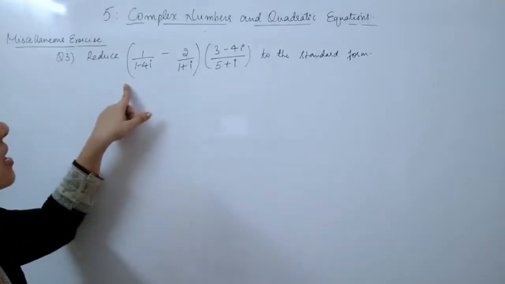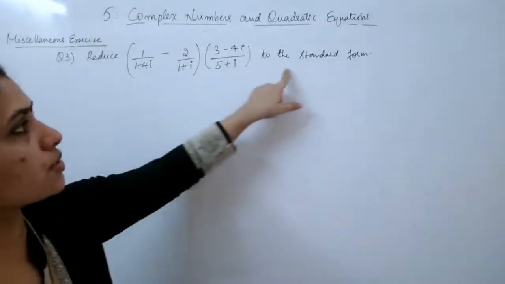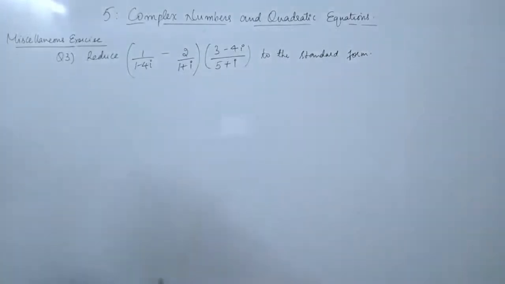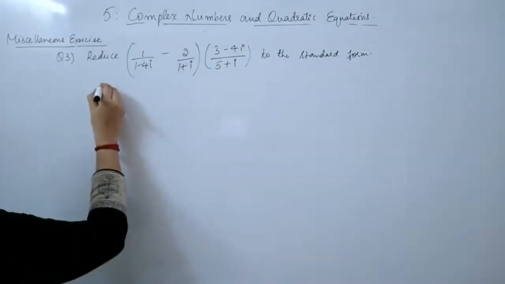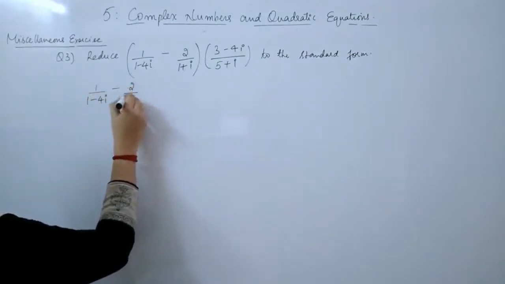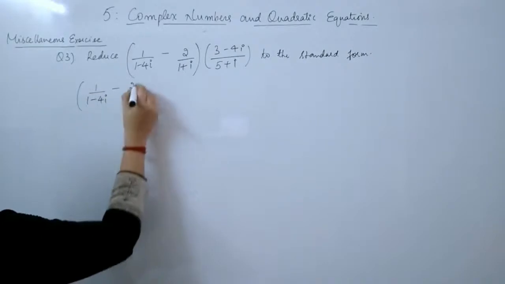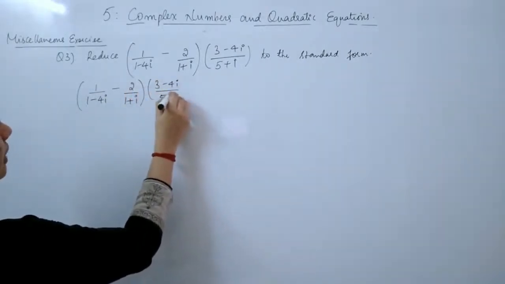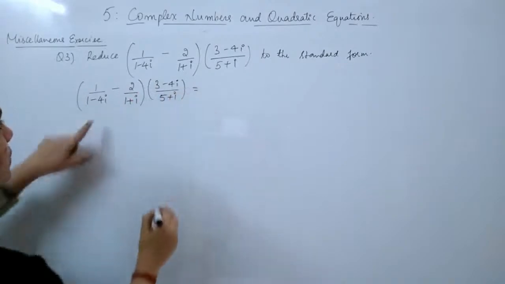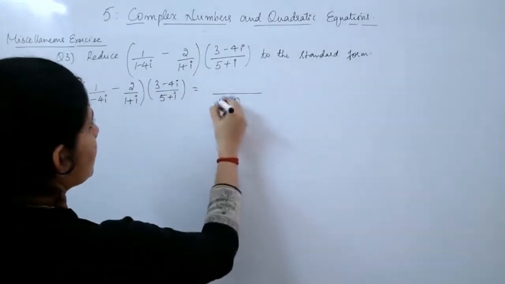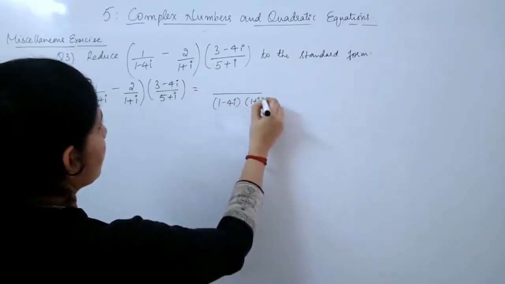Third question is reduce this term to the standard form. So standard form means a plus ib form. Okay, we will start from the question side, that is 1 by 1 minus 4i minus 2 by 1 plus i into 3 minus 4i divided by 5 plus i. So here we will take the LCM, which is 1 minus 4i into 1 plus i.